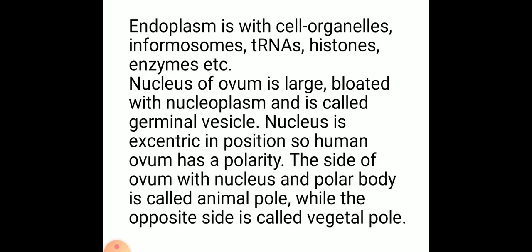The side of the ovum with the nucleus and the polar body is called the animal pole. The complete egg is divided into two poles, the animal pole and the vegetal pole. The upper part is called the animal pole, while the opposite side of the animal pole is called the vegetal pole. We call it vegetal because the yolk is present in the vegetal pole.